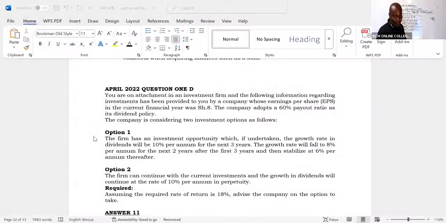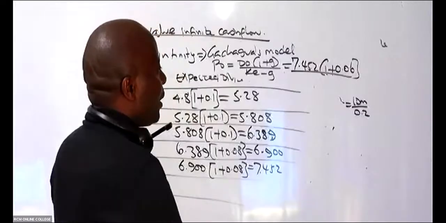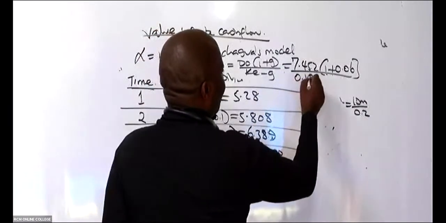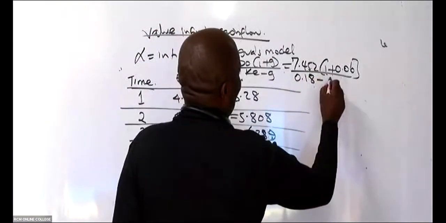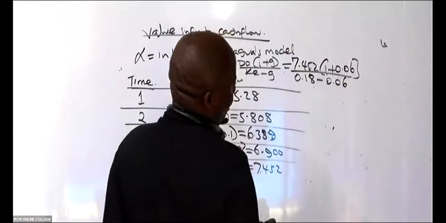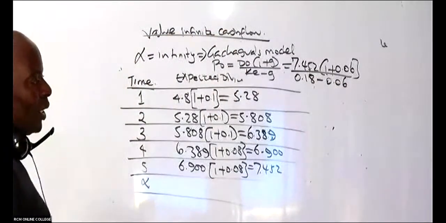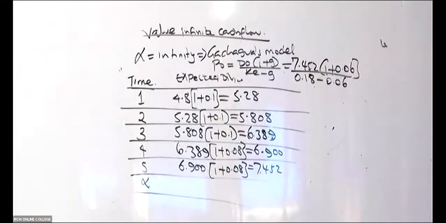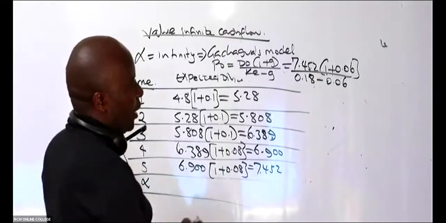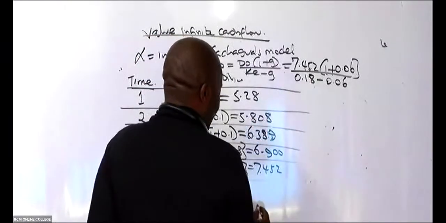Required return is the same as cost of capital. You can see here, assuming the required return is 18%, this is the cost of capital, the R or the Ke. So we have 0.18 minus our perpetual growth rate, which is 0.06. So I would want you to please move slowly.